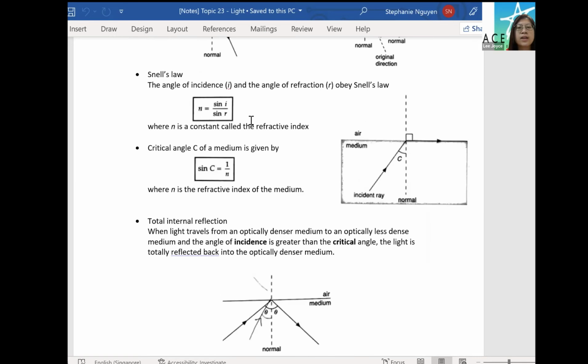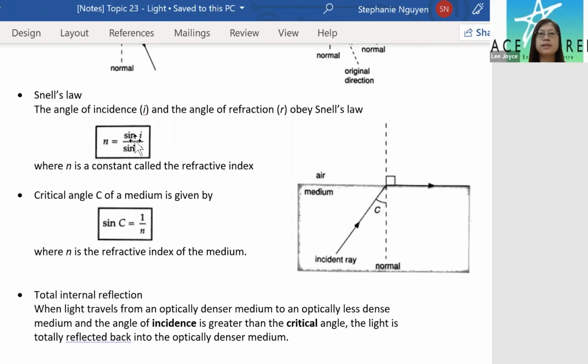Then we will use Snell's law to calculate the angle of incidence and the angle of refraction. So Snell's law states that the refractive index n is equivalent to sine i over sine r. So this formula states that the refractive index is equivalent to sine i over sine r.